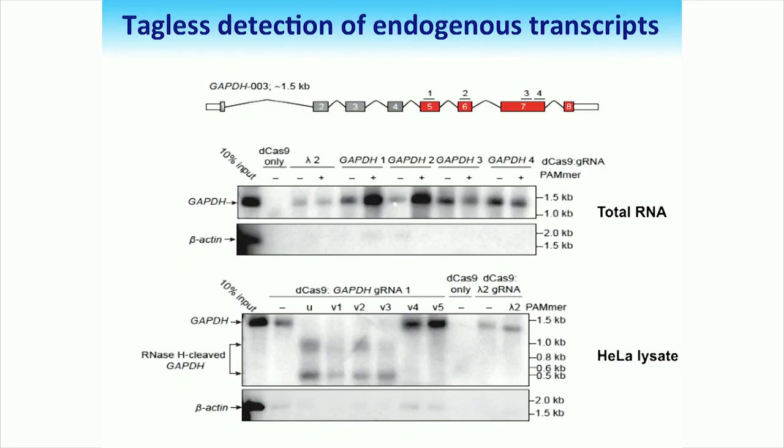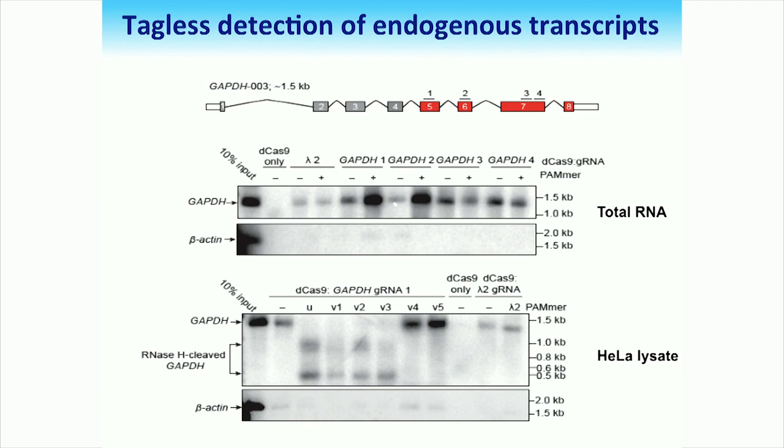I'll just show you one experiment that was done initially not in live cells, but both in a sample of purified total RNA from cells as well as in a lysate from HeLa cells, to test this idea. On the top panel, let me start here. This is using as our target sequence the GAPDH messenger RNA, a 1.5 kb, very abundant messenger RNA present in cells. This diagram shows the exon sequences in the RNA, so we could design guide RNAs that would target different sites within these exons.